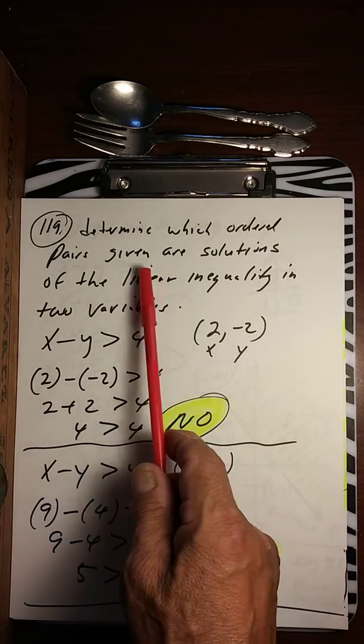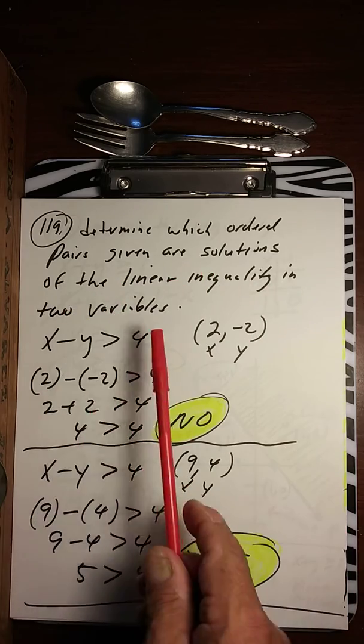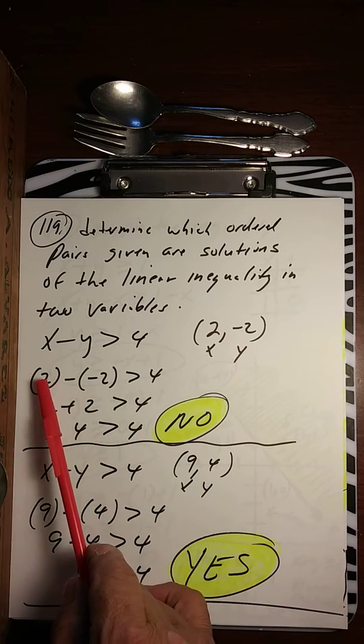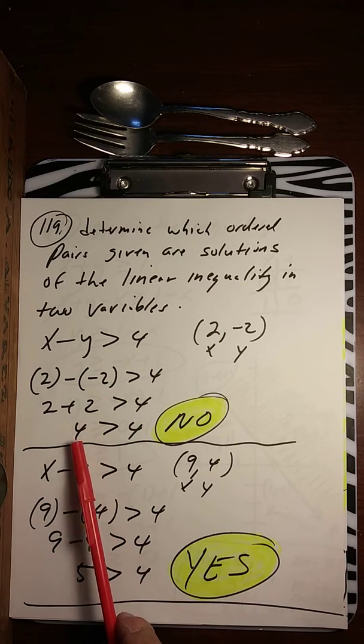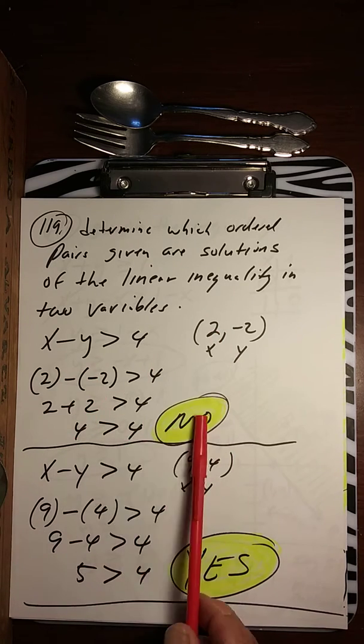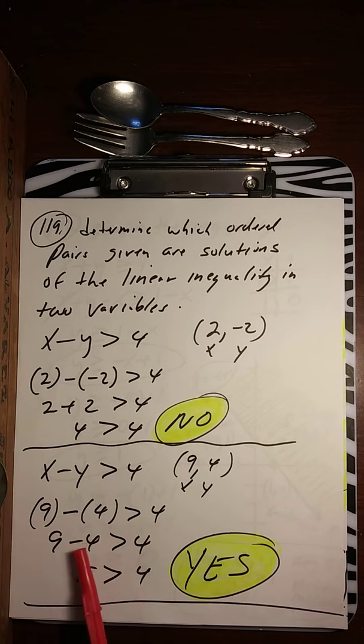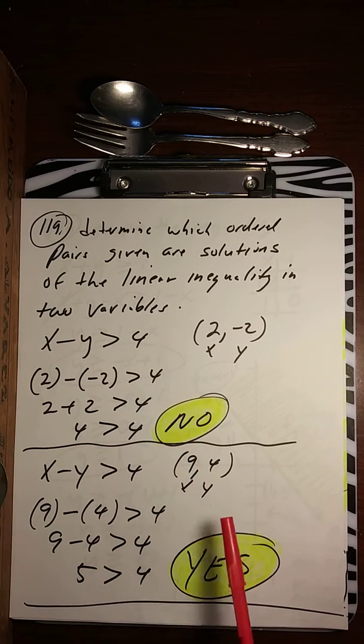Determine which ordered pairs given are solutions of the linear inequality in two variables. So is this true with those numbers? Put the numbers in there. 2 minus negative 2, 2 minus negative 2. Is 4 bigger than 4? No, it's not. It's just equal to it. How about 9, 4? 9 in there, 4 in there. So 9 minus 4 is 5. Is 5 bigger than 4? Yes. This one's no, and this one's yes.